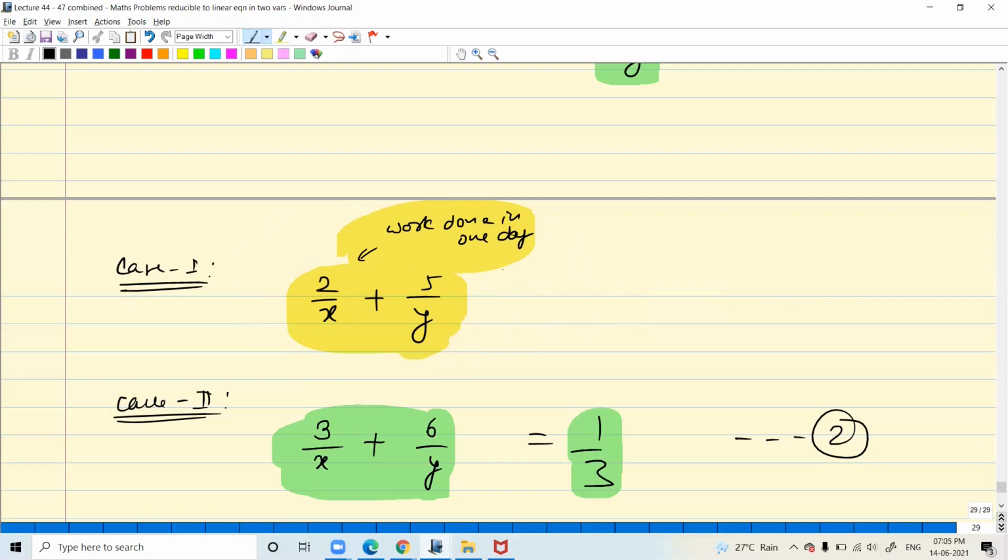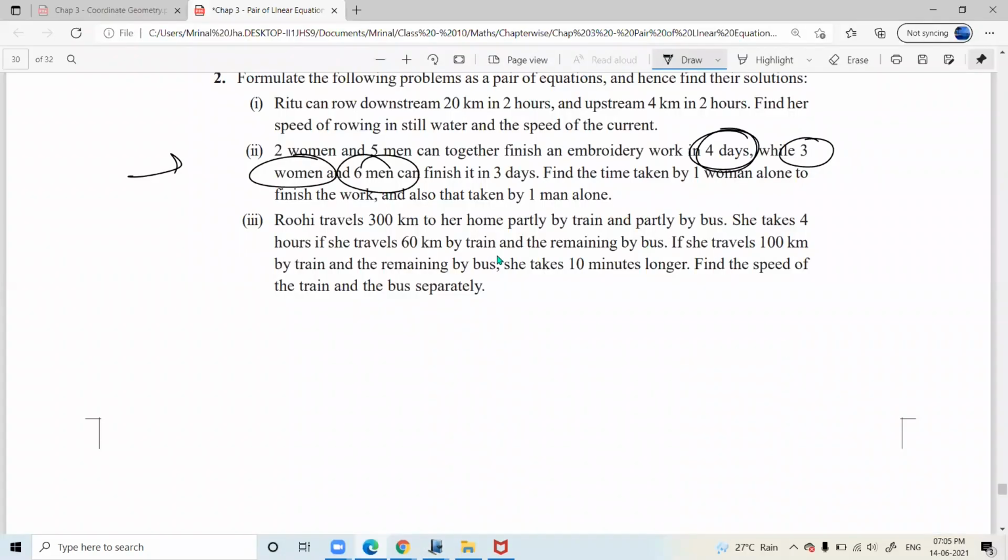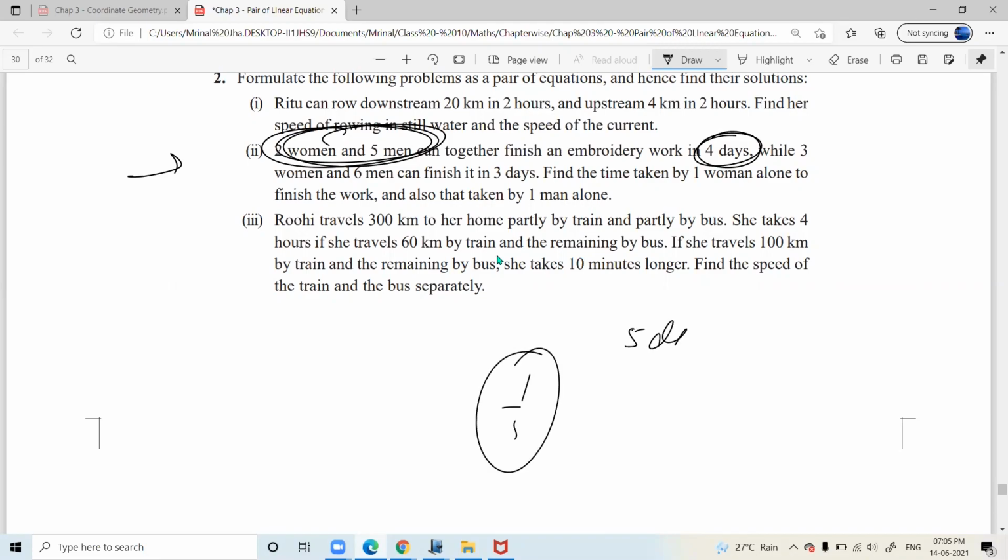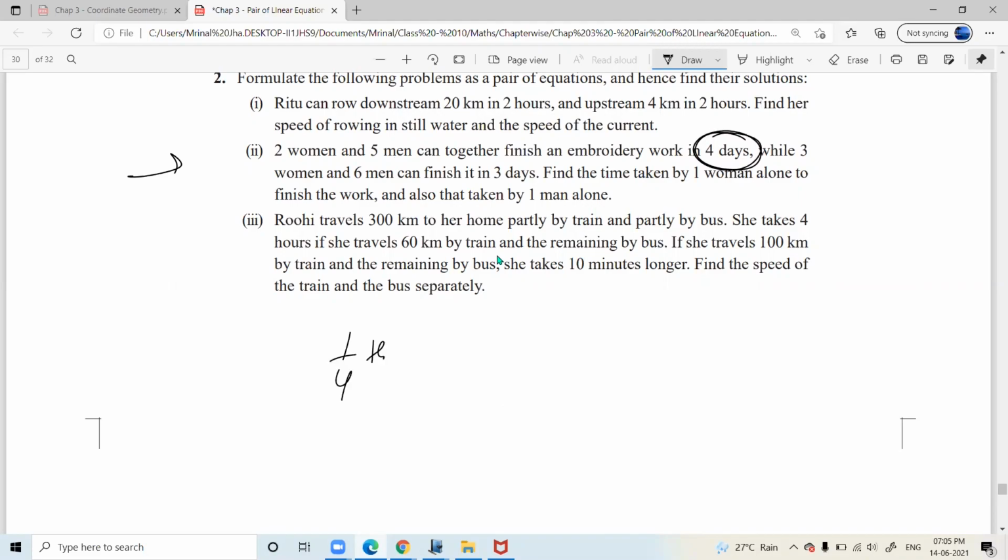And since this is the work done by them in 1 day, and they're telling that if these people are working together, they can complete the work in 4 days, right? So how much work actually do they have to do every day to complete it in 4 days? Just now we learned, no? If some work can be completed in 5 days, it means 1 by 5 of the work has to be done every day. Correct? So no matter who it is, 2 women, 5 men, or 100 men, or 100 women, we don't care. If some work is completed in 4 days, it means 1/4 of the work has to be done every day. Okay.